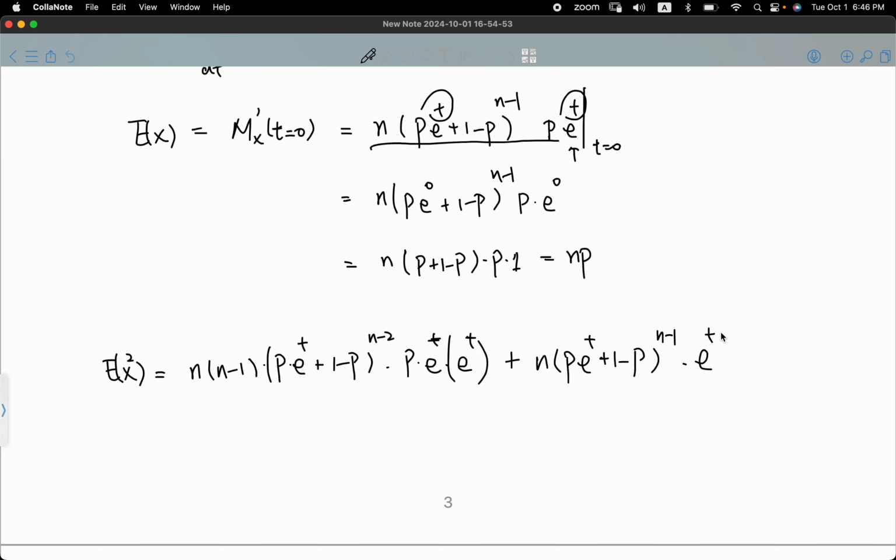Let's just double check. Minus p, that's that, p, that. Yes. Okay. So now we need to evaluate the whole expression at t equal to 0. And let's see. n minus 1. This is 1, so this should be 1. Okay, multiplied by p. Both of them are 1. Okay, and then plus n, this will reduce to 1, and then n.